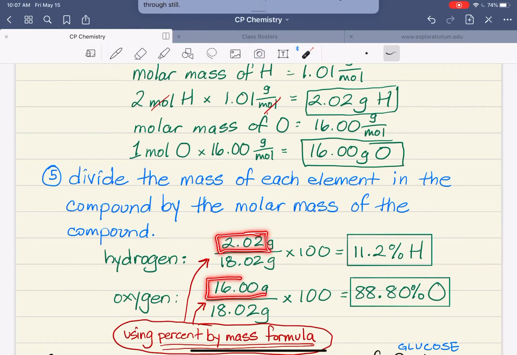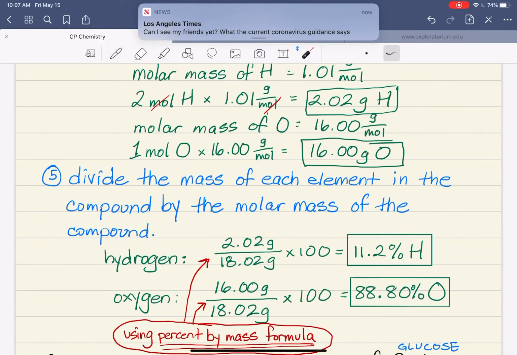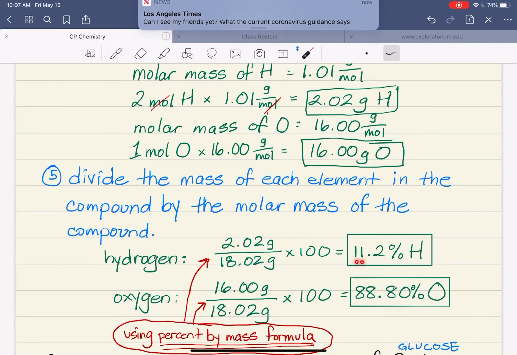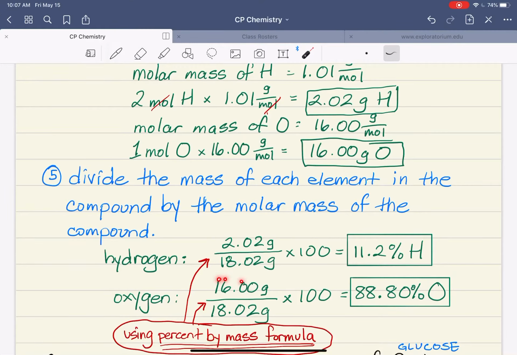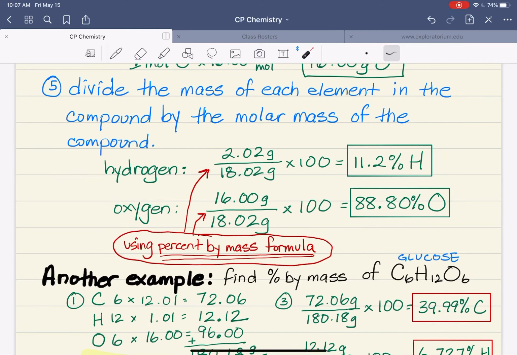from here, right? This is what determines our sig figs. So here we have 3 sig figs. Our answer has 3 sig figs. Here we have 4 sig figs. So our answer needs to have 4 sig figs. All right. So this is our, by the way, our percent by mass formula, the one that we just wrote down. Okay. So there we go. We figured out the percent by mass of the elements in water.